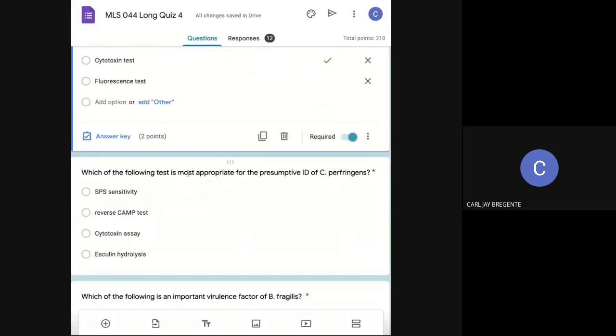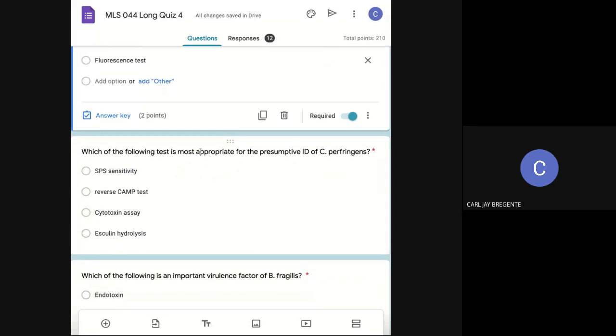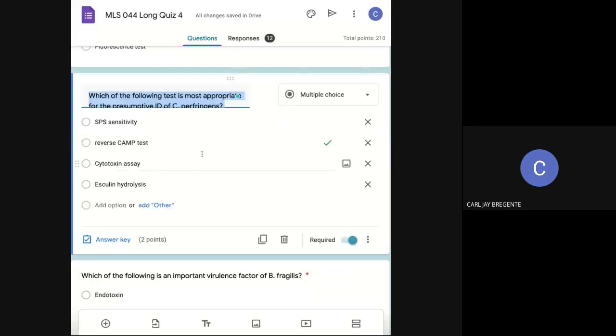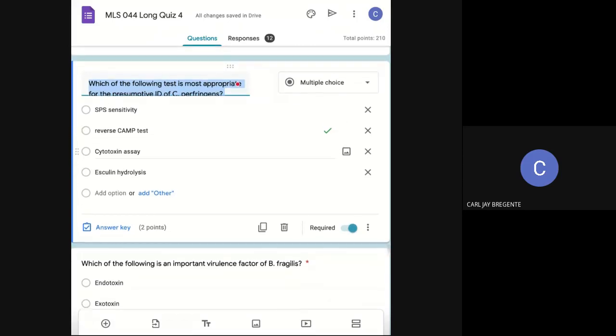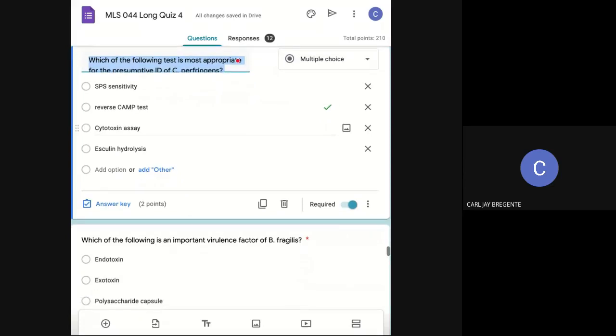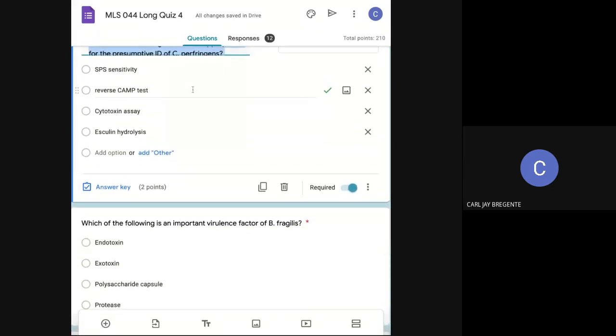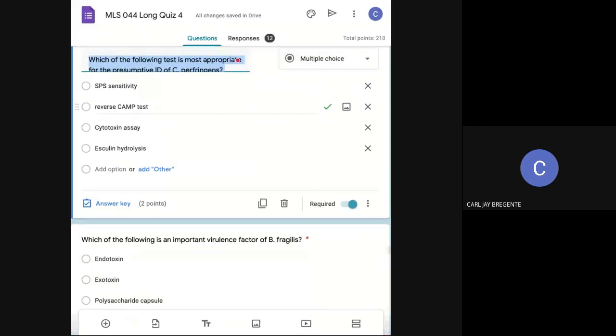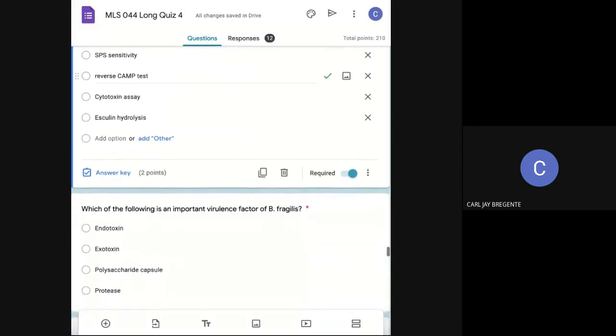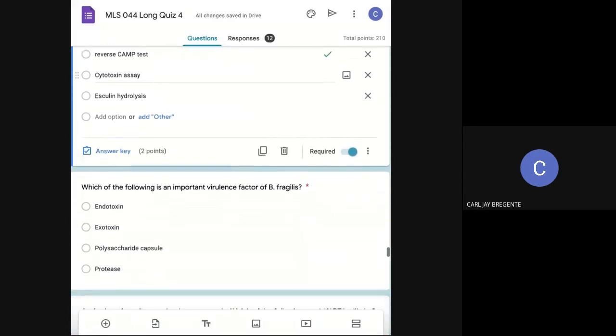Which of the following tests is most appropriate for the identification of Clostridium perfringens? That is the reverse CAMP test, showing the double zone of beta hemolysis. The reverse CAMP test is also seen in Listeria. Alright, early review: Listeria species.